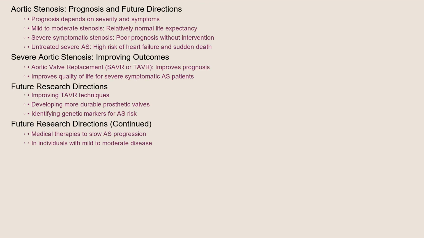The prognosis for aortic stenosis varies depending on the severity of the stenosis and the presence of symptoms. People with mild to moderate stenosis may have a relatively normal life expectancy. However, once severe symptoms develop, the prognosis worsens significantly without intervention. Untreated severe aortic stenosis has a poor prognosis, with a high risk of heart failure, sudden cardiac death, and other complications. Aortic valve replacement, either through SAVR or TAVR, can significantly improve the prognosis and quality of life for patients with severe symptomatic aortic stenosis.